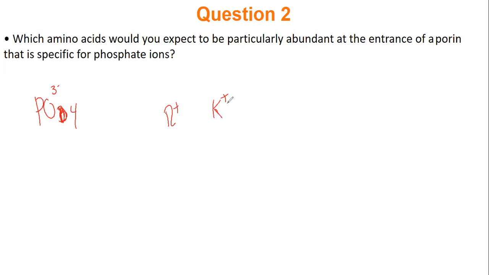And so for any type of porin that we want to use, the top of it is going to be designed to be extremely favorable to interact with whatever we want to transport. So in our previous example, we would have Asp and glutamic acid to interact with our potassium. Here, we're looking at arginine and lysine to interact with our phosphates.